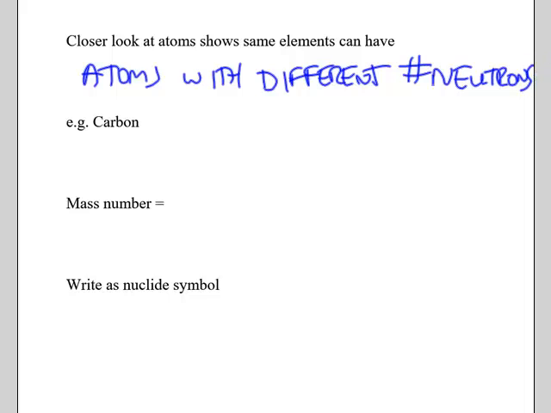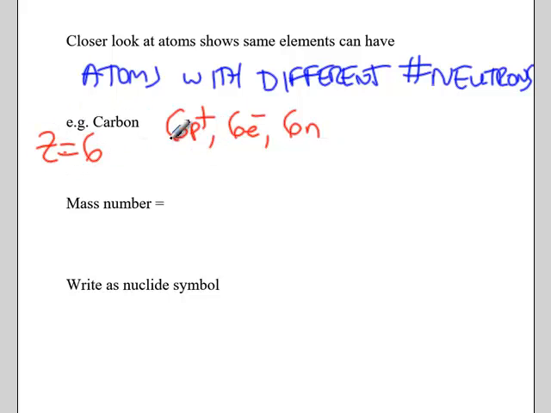So for example, carbon. The periodic table tells you the atomic number of carbon is 6. So every atom that has 6 protons must be a carbon atom. So you could have one carbon atom and you'll find it has 6 protons. If we are talking about a neutral carbon atom, we know it has 6 electrons. And it turns out that atom might have 6 neutrons.